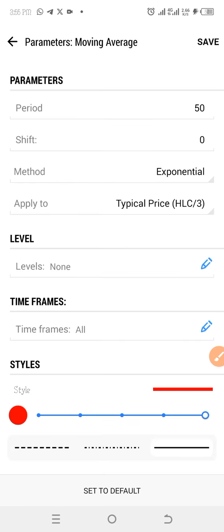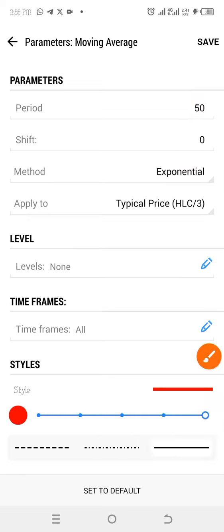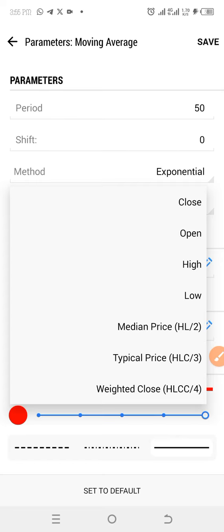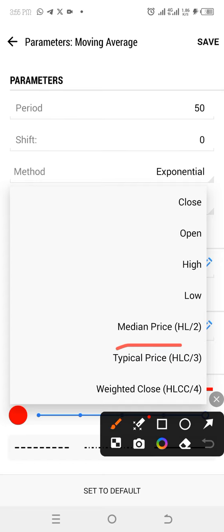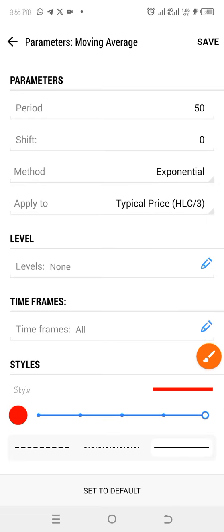So the moving average here. The setting here is the first moving average, which is 50, the 50 moving average and the exponential moving average. Now this is a little different. The apply will be close or something like that, so you need to set it to typical market price here, typical market price, and that's all. And just adjust this. You can choose any of the colors, but I use red for the 50 moving average.